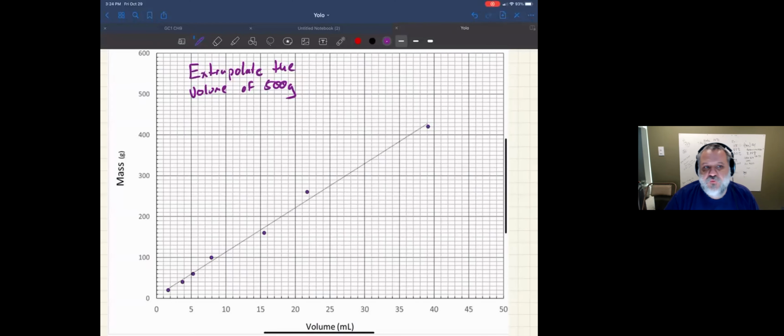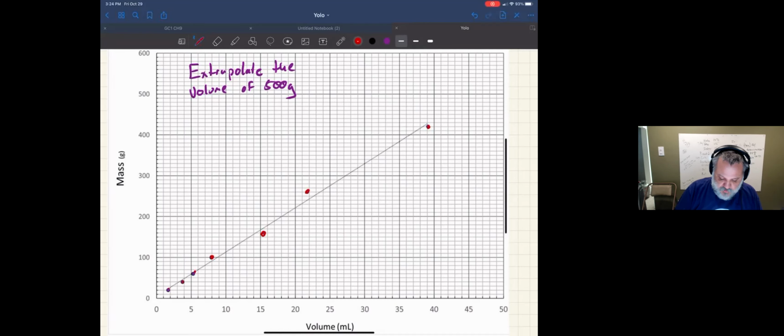All right, this question asks us to extrapolate the volume of 500 grams. Now, what extrapolate means is that we have to use the information that's provided on the chart and figure out some information that isn't necessarily included in the data set. And so let's take a look at the data set real quick. The data points are all around here.